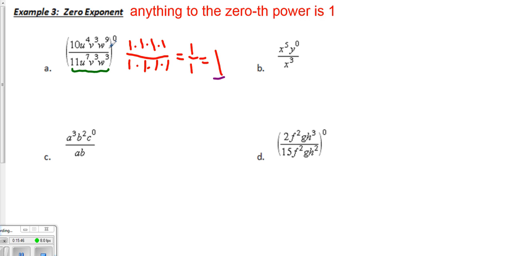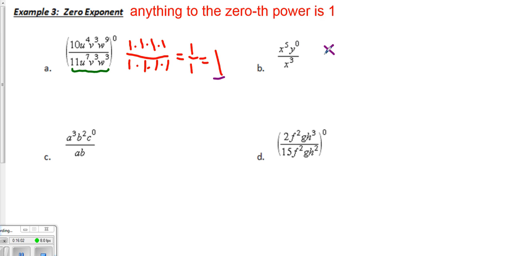If you ever have all of this in parentheses to the 0th power, you don't have to do any work, you just know for sure it is 1. Let's look at example B though. Here we don't have the whole thing to the 0th power, it's just the y to the 0th is 1.